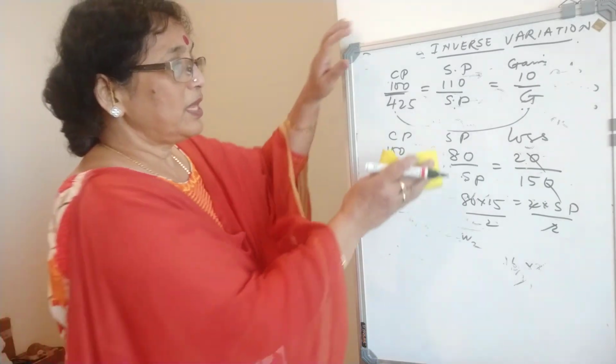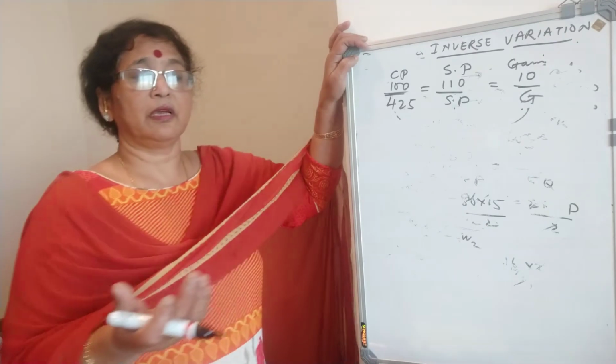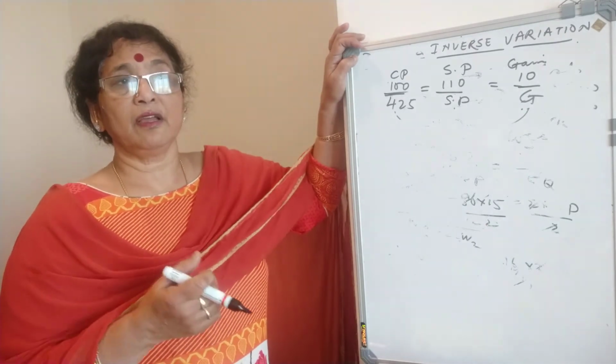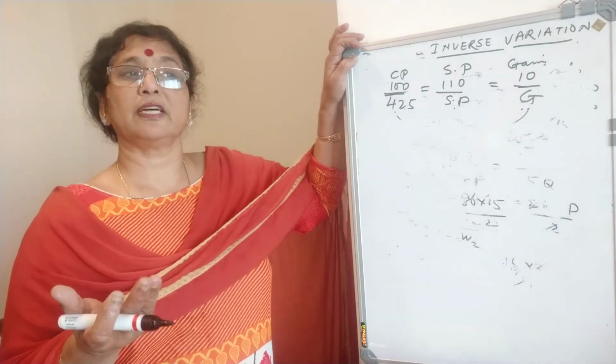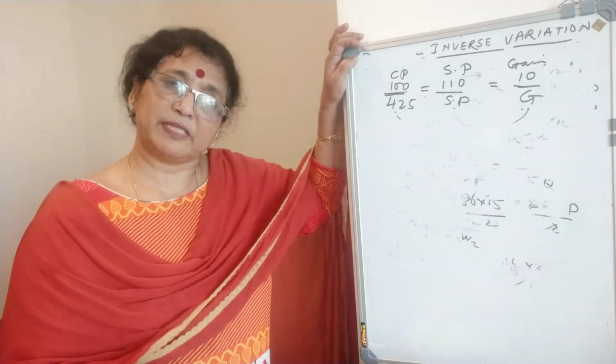Okay, so let us do one sum. Like suppose, it is so easy. I have sold an article for a gain of, say, 25%.